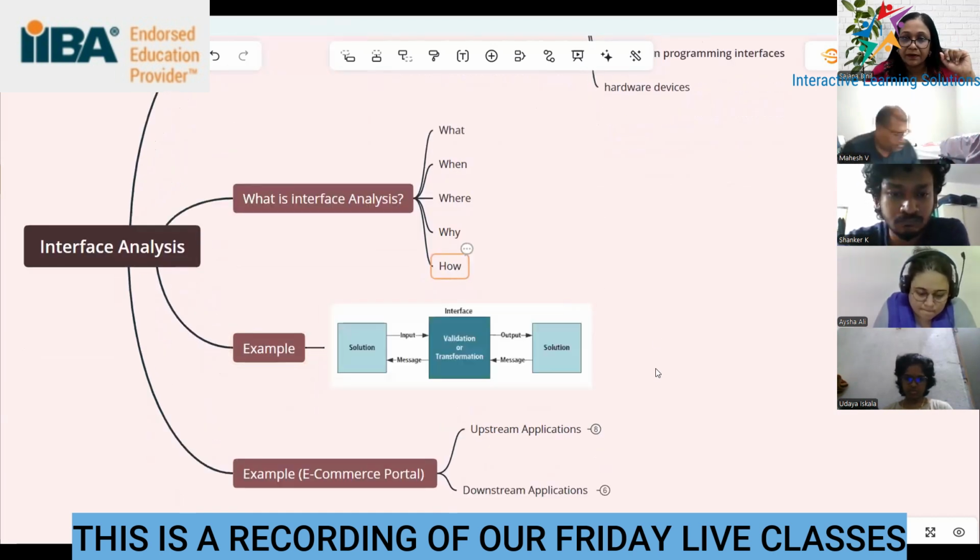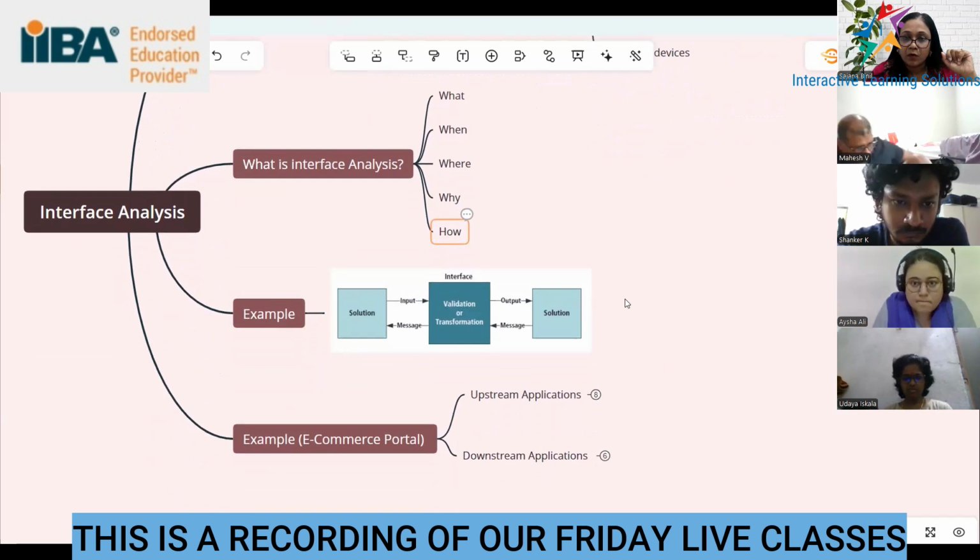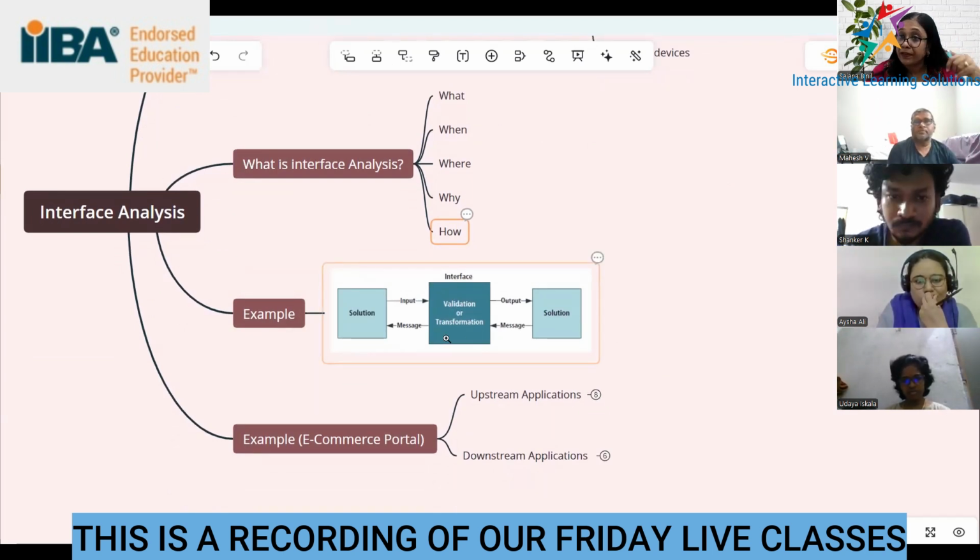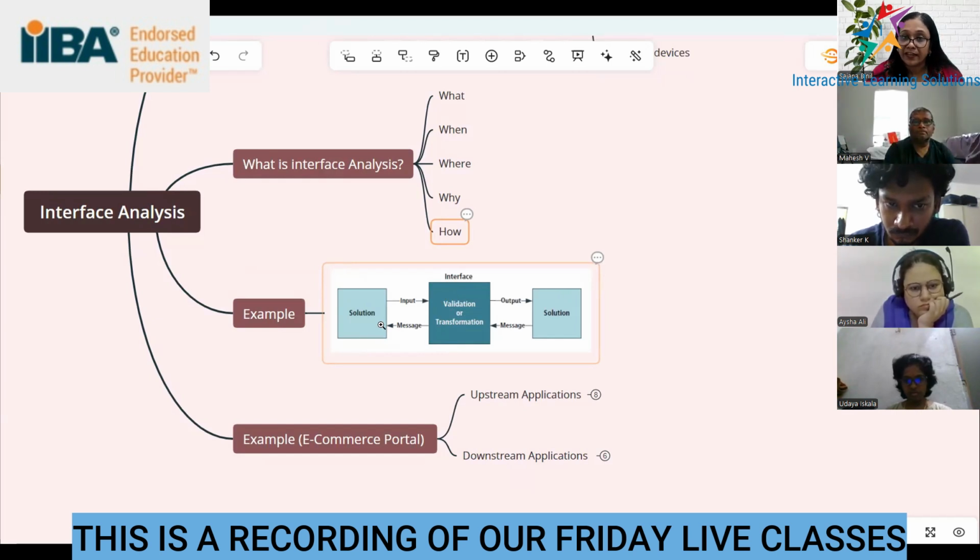This is one example. Now here, what we have done is, the center portion is the application that you are working on. ABC application, just think about it. And now this ABC application is talking to another application. So on the left-hand side, you see one solution. On the right-hand side, you see another solution. So we have solution A, solution B, and your application or your solution is in the center.